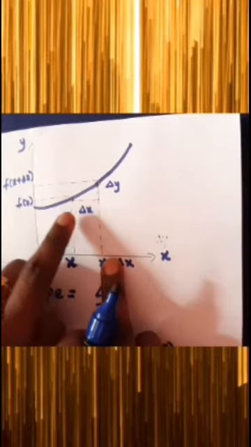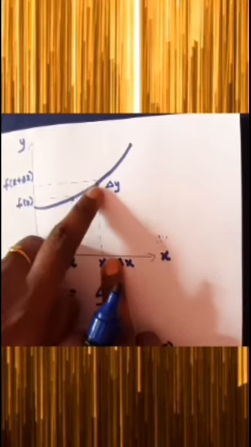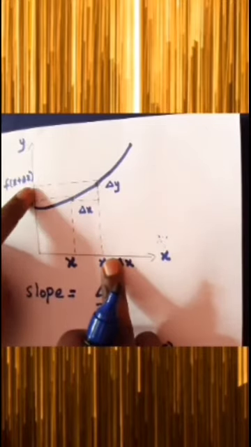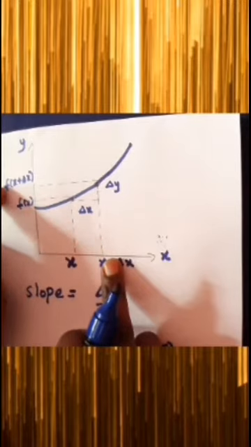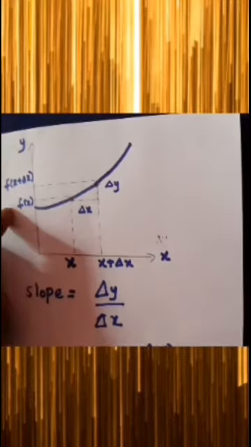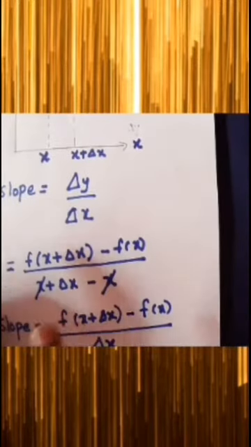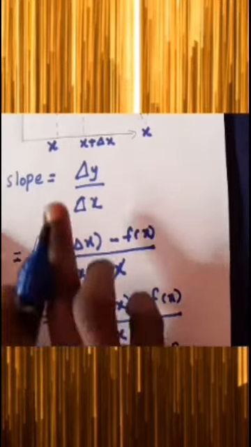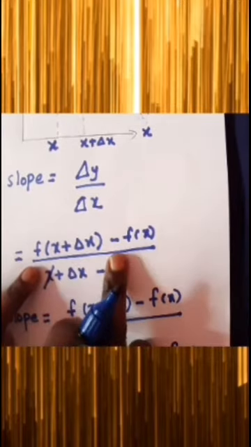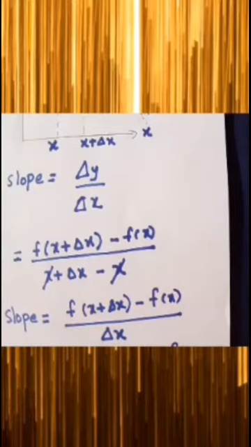Similarly, the other side of the triangle, delta y. To find delta y, we will keep this point as f of x, and then this point as f of x plus delta x. So this length will be f of x plus delta x minus f of x. Okay, students, then we'll find the slope. Slope is delta y by delta x. I'm just substituting. Delta y is f of x plus delta x minus f of x divided by, what is your delta x? Delta x is x plus delta x minus x.